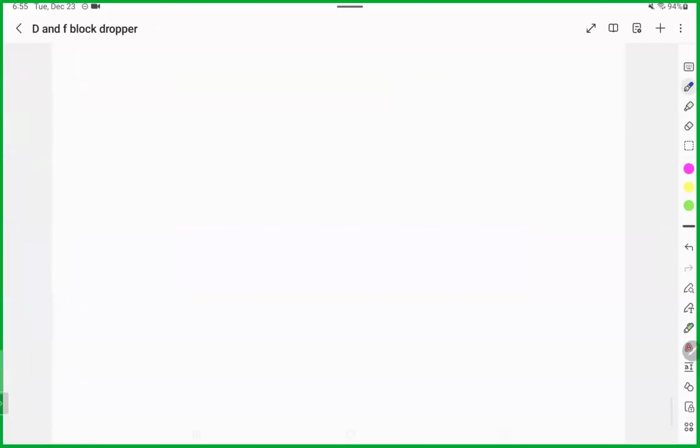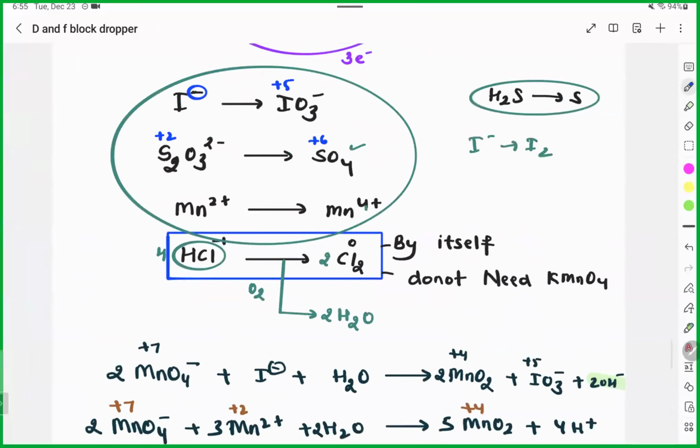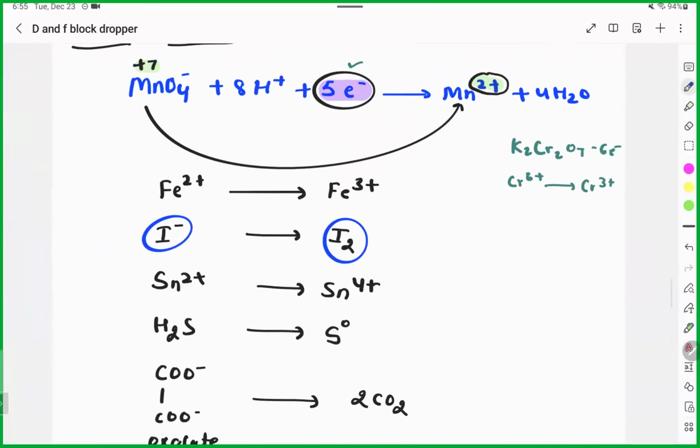Where are our notes? Here, SO2 will convert into SO4. Okay, 2 negative because +6 oxidation state.